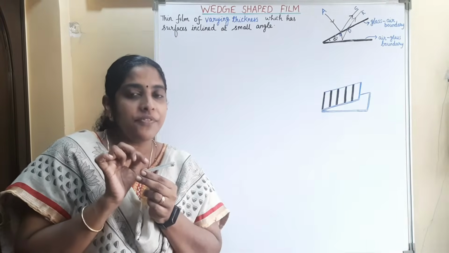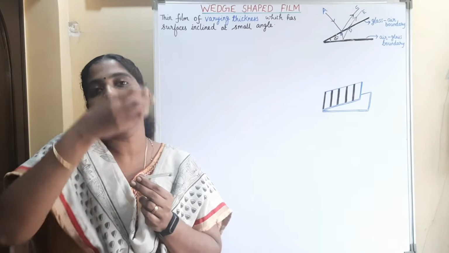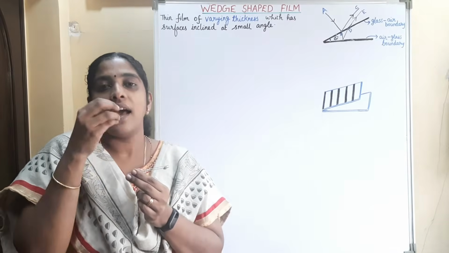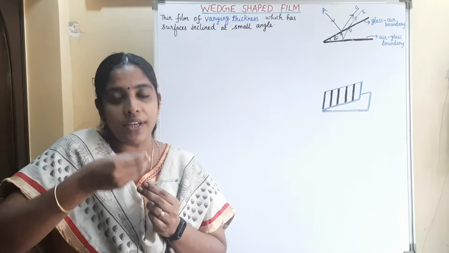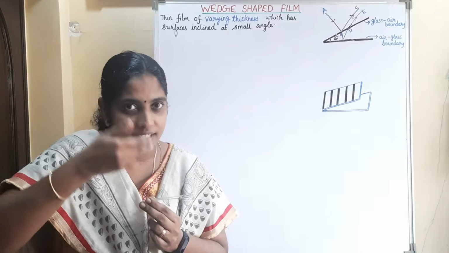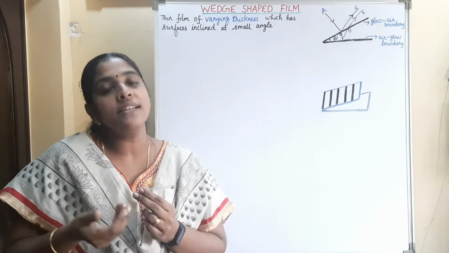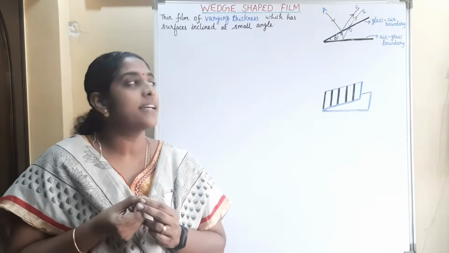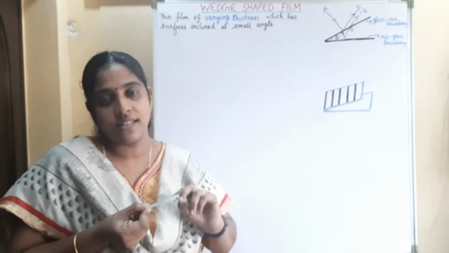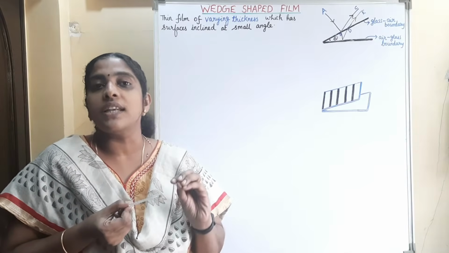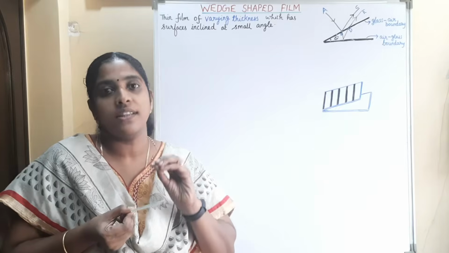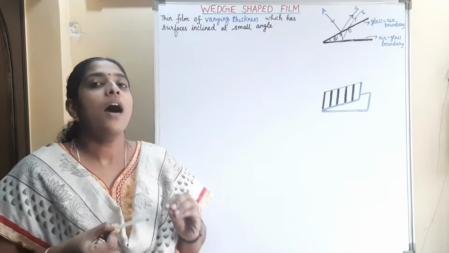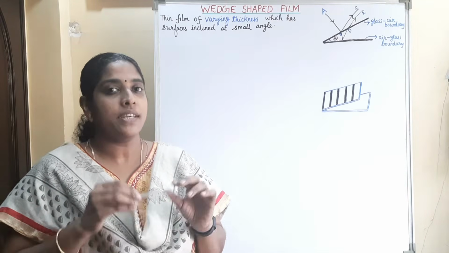If this wedge-shaped film is illuminated by some monochromatic light, and if we are viewing this film from above it in the reflected system, then we can see alternate bright and dark bands like this. This is due to the interference happening within the wedge-shaped air film. How the interference is happening here?